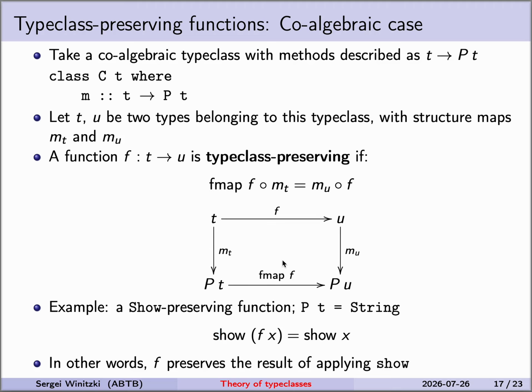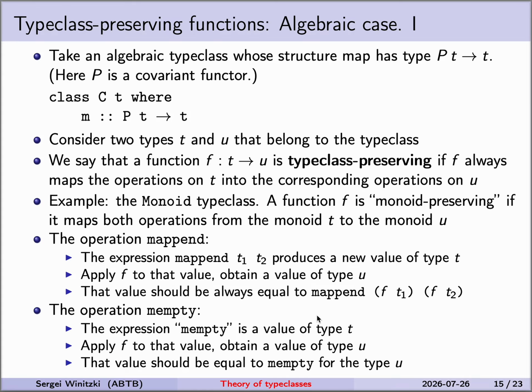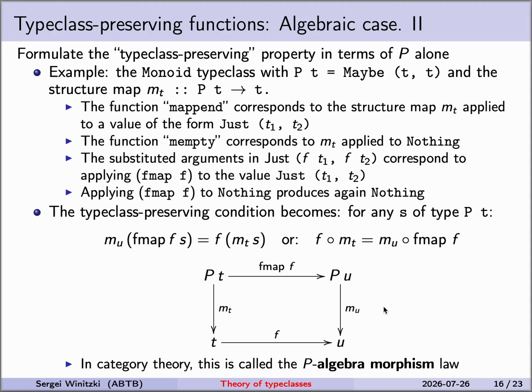And this is a similar intuition that we had in the algebraic case. So a Show-preserving function is a function that preserves the methods of the type class. So you can apply the method before this function or after, and you get the same value. So similarly, for the monoid case, you can apply the method before applying f or after applying f, and the result is the same.